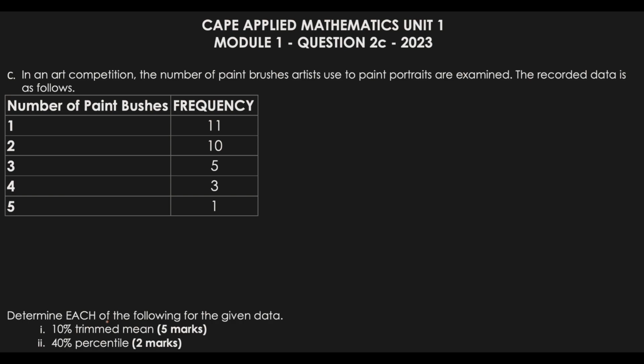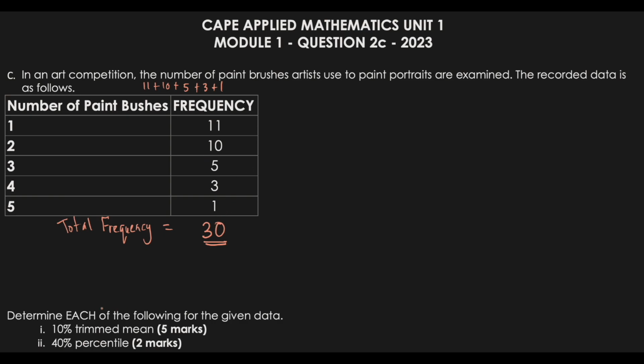Now, in order to figure out the 10% trim mean or the 40th percentile, we need to figure out the total frequency of the data. So the total frequency, we will just add up these values. So 11 plus 10 plus 5 plus 3 plus 1. 11 plus 10 is 21. 21 plus 5 is 26. 26 plus 3 is 29, plus 1 is 30. Also remember to do this in your calculator. In the exam, you want to do this in your calculator.